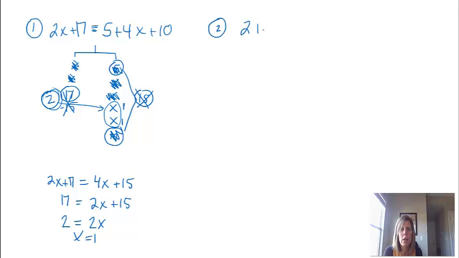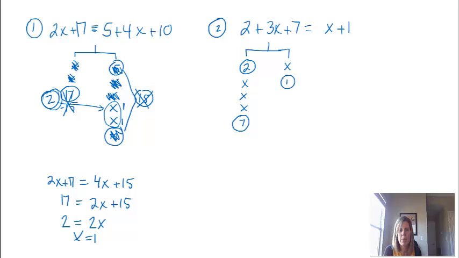I'm going to have 2 plus 3x plus 7 equals x plus 1. And again, we're going to start it off the same way. So I'm going to go ahead and draw my mobile balance. On the left side, I see a 2. So I'm going to put a 2 in a circle. I have 3 x's, so I have to draw 3 x's, and then I have a 7. So I'm going to put the 7 in a circle as well. So that's the whole left side. Now the right side, I have an x and I have 1.